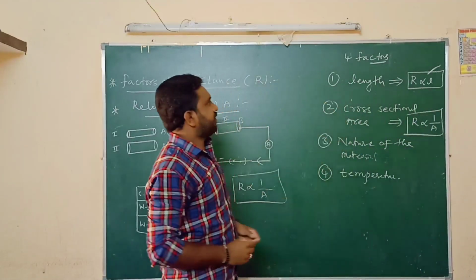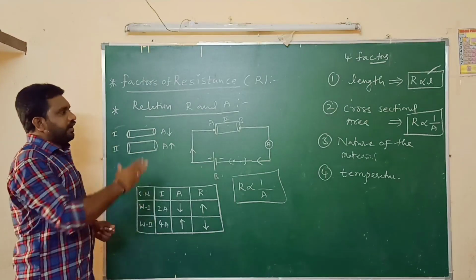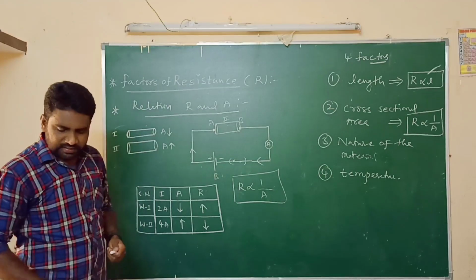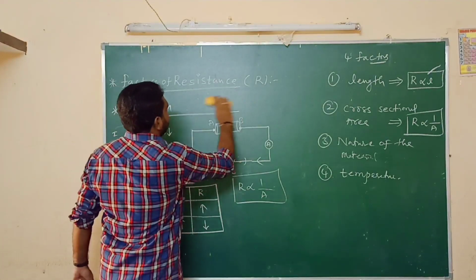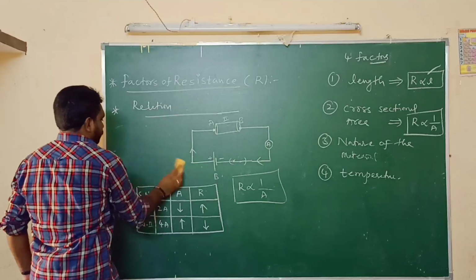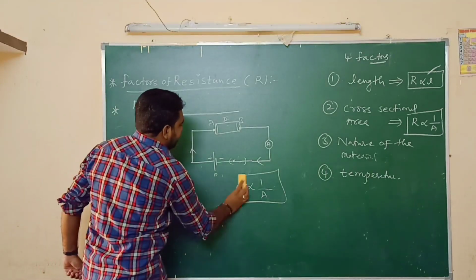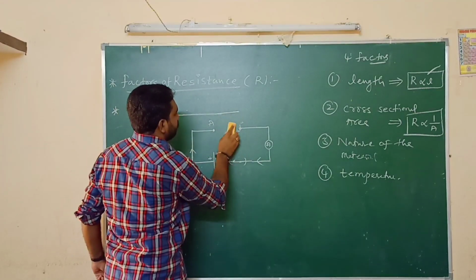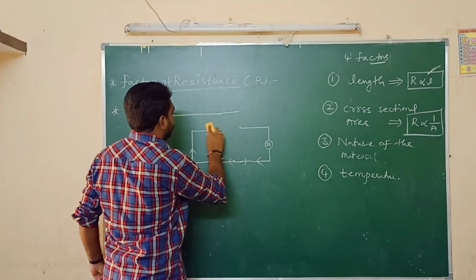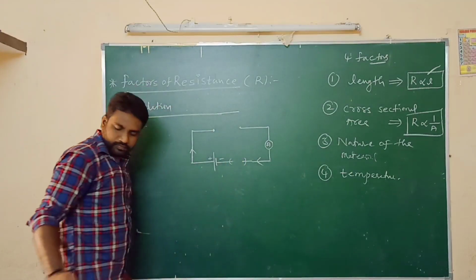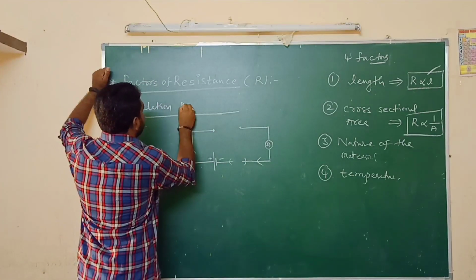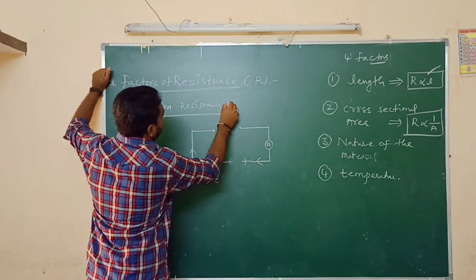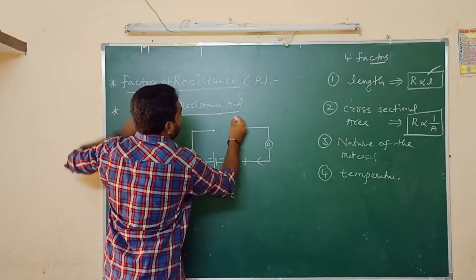So these are the two factors and their relations explained by me. And the next one is the relation between the nature of the material of the conductor and resistance. Relation between resistance and nature of the material.